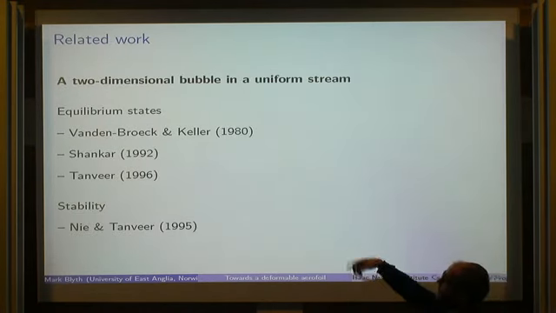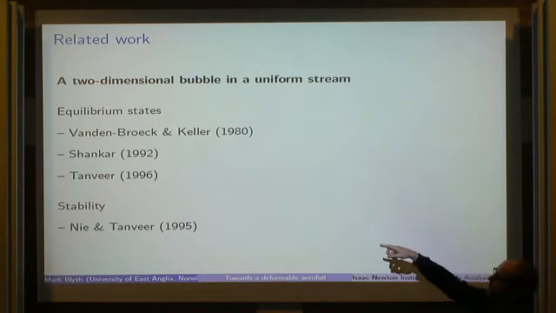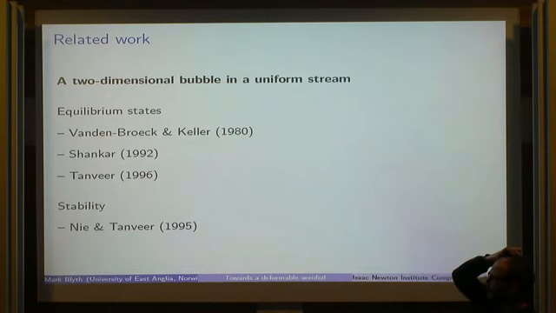But before that, let's draw an analogy with a bubble, because there are some analogies to be drawn here, and some of the techniques I'm going to use are very much inspired by the work on bubbles, particularly Sally's work here, Nian Tanvir and Tanvir in 1996. So thinking about a 2D bubble, here's a brief summary of some of the most important works. Shankar and Tanvir is complex variables. I think Van der Broek and Keller is boundary integral calculations. And Nian Tanvir is complex variables as well. And I'm going to be using conformal mappings to do this, incidentally, in keeping with the program.